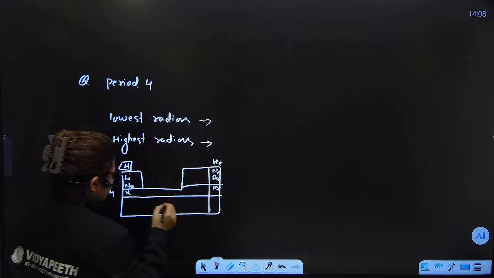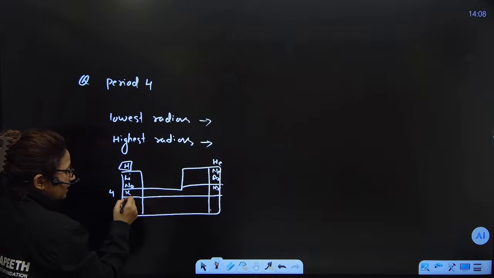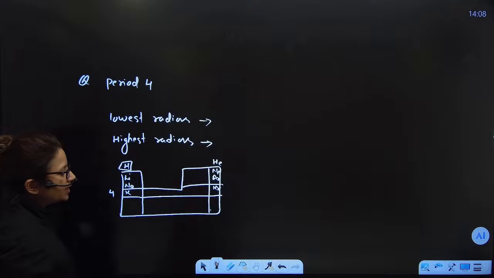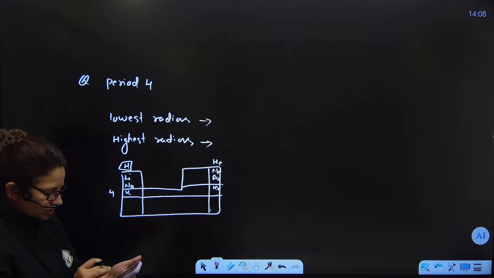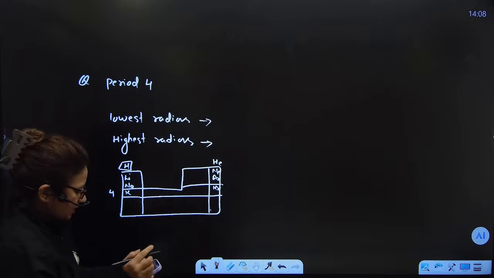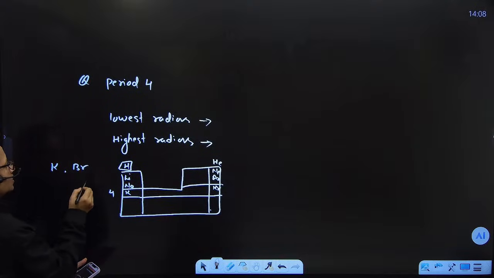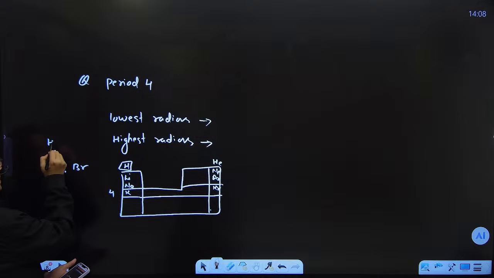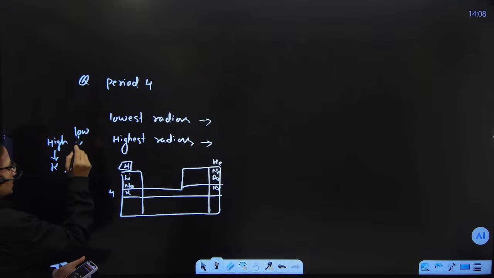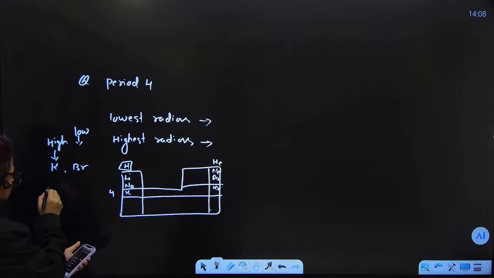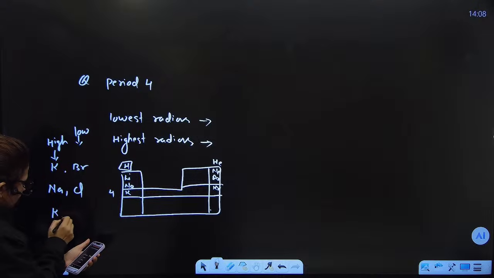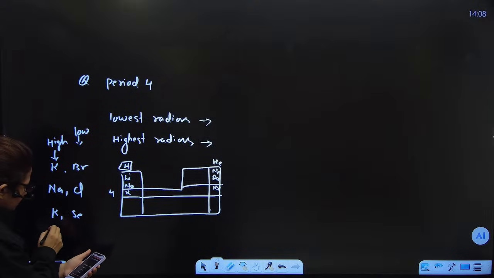Technically krypton should be the longest one, and left to right we know that size is decreasing. But in the options, let me read them. They have given potassium and bromine, so that is given for the highest, and this is given for the lowest. Then sodium and chlorine, potassium and selenium, and rubidium and Br.